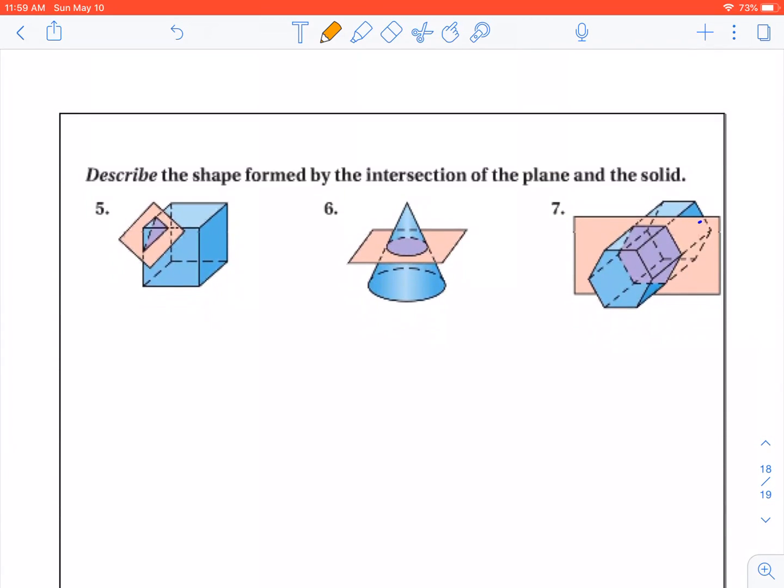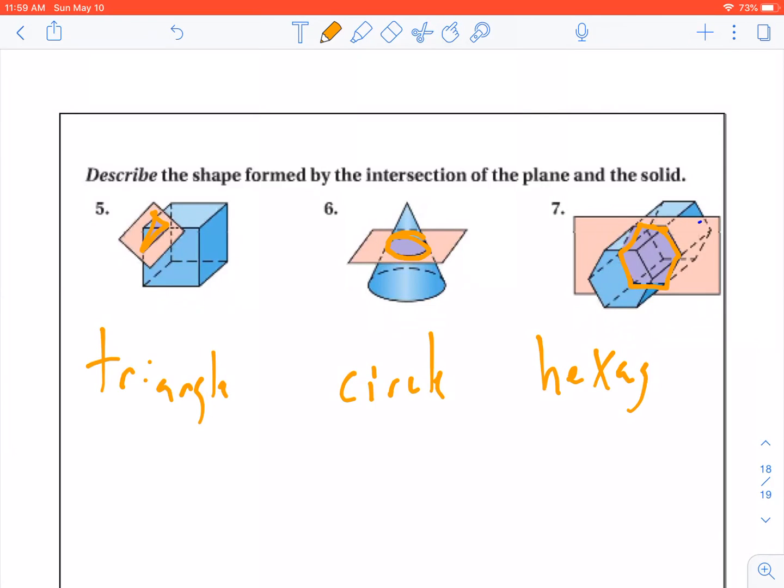Last set of examples then, describe that shape formed. If I cut that cube just through the little edge there, I have that little 3-dimensional piece, it's just a triangle. In my cone, that cross-section we cut out, if I come through horizontally, is a circle. And if I come through vertically in my hexagonal prism, I cut out that hexagon that's there. Right, and that's what a cross-section would look like.